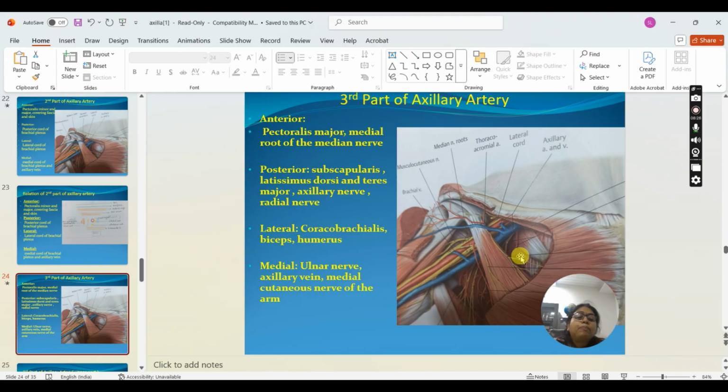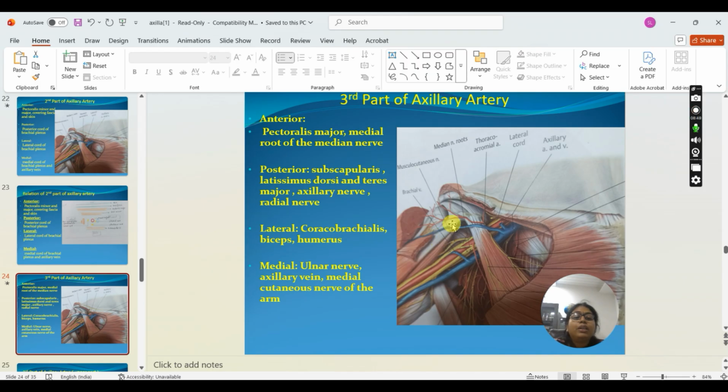Okay. So what all things are you seeing here? Medially, completely the axillary vein. Laterally, coracobrachialis. This is this one. Can you see this nerve entering into this muscle? You are seeing two muscles here, isn't it? One is this tendon, and below that you are seeing something fleshy portion.